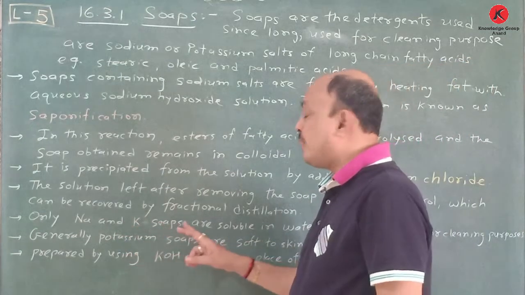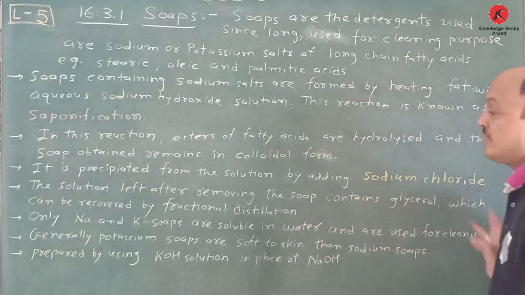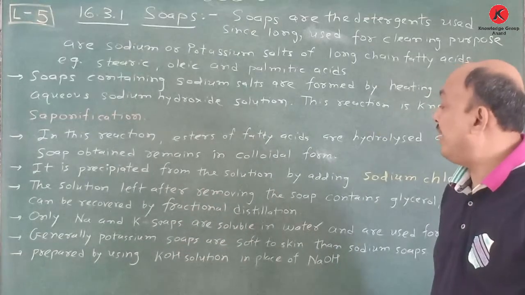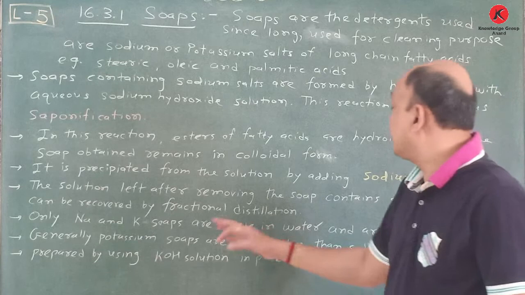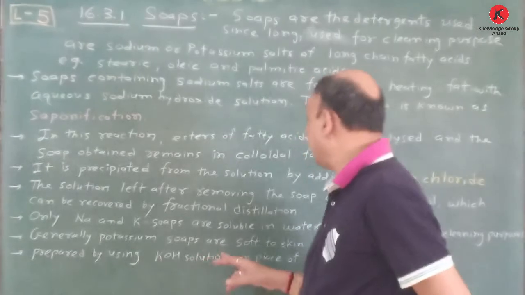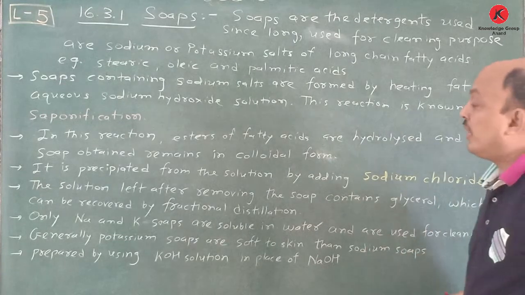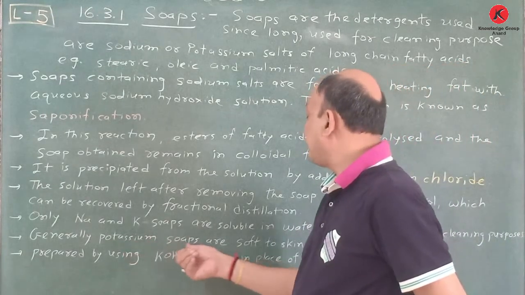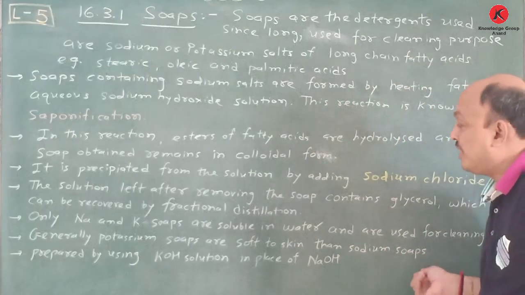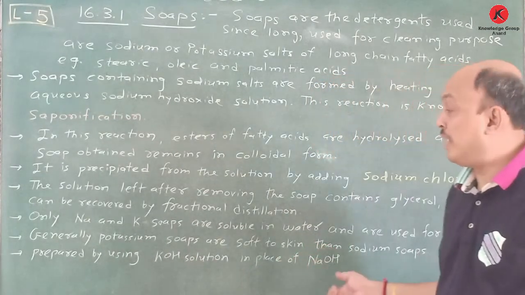Only sodium and potassium soaps are soluble in water and are used for cleaning purposes, because sodium and potassium ions are soluble in water. Generally, potassium soaps are softer to skin than sodium soaps. You have to remember this. They are prepared by using potassium hydroxide solution instead of sodium hydroxide solution.